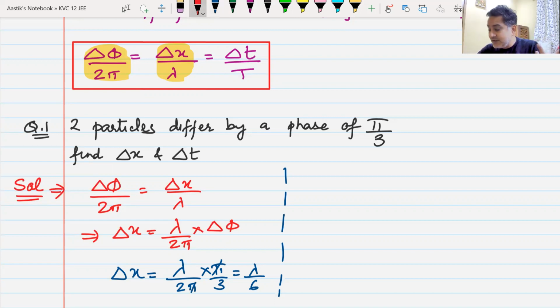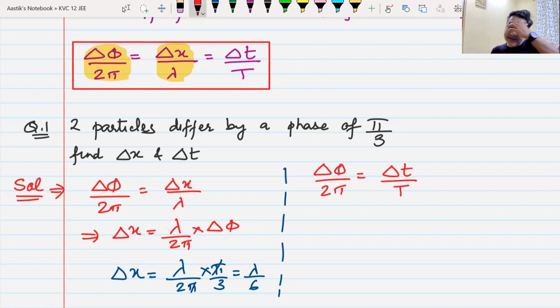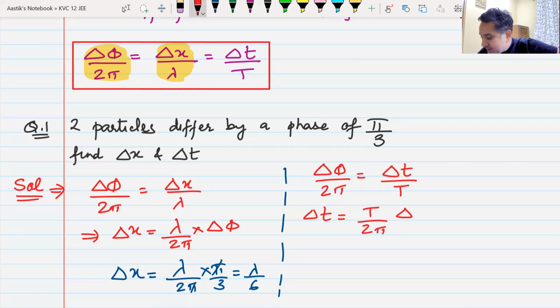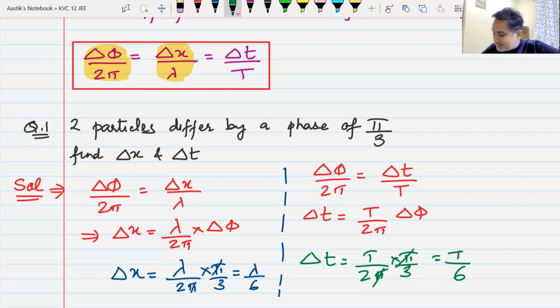Great. Now, similarly, you can find the time difference, using the same formula; there's only one formula. So you can write delta phi by 2 pi is equal to delta t by capital T, the time period. Now you can write the formula for delta t: delta t is T divided by 2 pi multiplied by the phase difference. You only need to put the values: T by 2 pi multiplied by pi by 3. Pi cancels, and you get the answer as T by 6.